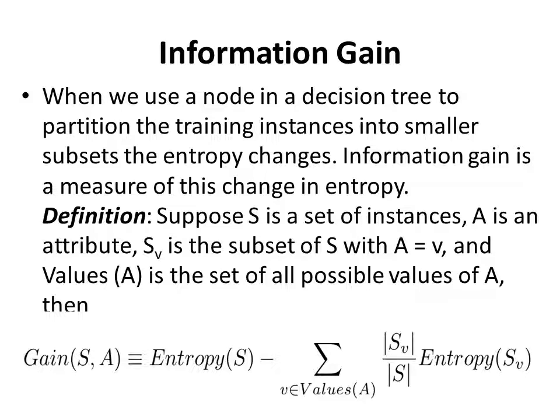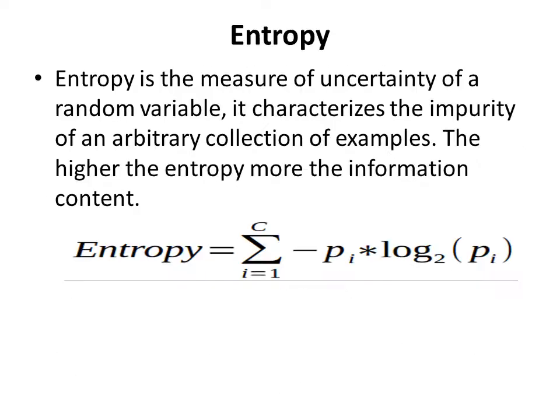Definition: suppose capital S is a set of instances, capital A is an attribute, S suffix V is a subset of capital S with A equal to small v, and values of attribute A is the set of all possible values of A. Then gain of S comma A is equal to entropy of S minus summation over all values of A of the ratio of S V to S multiplied by entropy of S V. So this is the definition for information gain. We need to summarize this formula.